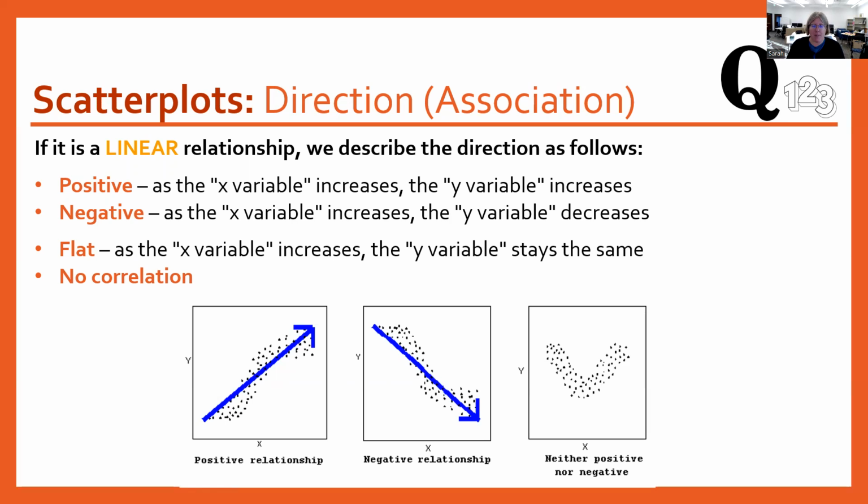We do have 3 examples here. We have a positive one, and you can see, even though there's a cloud of points there, it was pretty easy to draw that blue arrow through there on an uphill slant. So that one would be positive. The picture in the middle, again, the dots are a little spread out, but you can easily fit that line going downhill through there. And then we have one that's just neither positive nor negative.